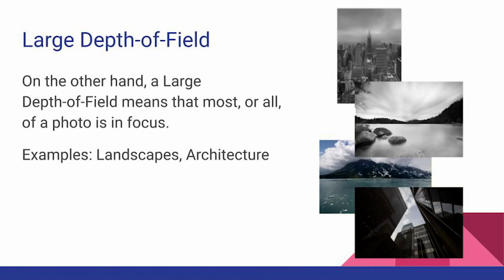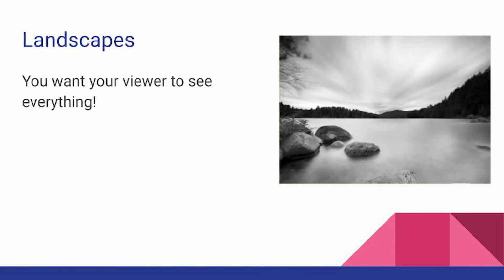Large depth of field. On the other hand, a large depth of field means most or all of the photograph is in focus. Examples like landscapes and architecture. This is typically an image where everything is sharp and clear. Landscapes. This is typically when you want your viewer to see everything in the image. Using a small aperture to include the background area in the photograph is typically best when you're taking landscape photos.